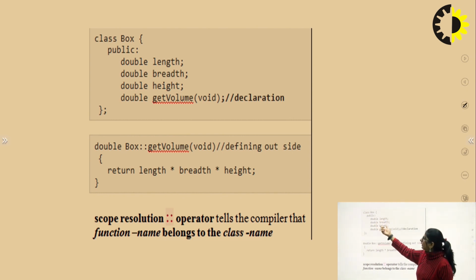It has three data members: length, breadth and height. Then it has a member function, getVolume. Now it is just declaring it. It is not defining it here. Here is just a declaration of that member function. We will define it outside of the class, but how to define it?